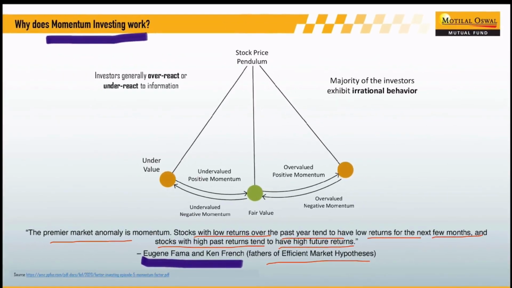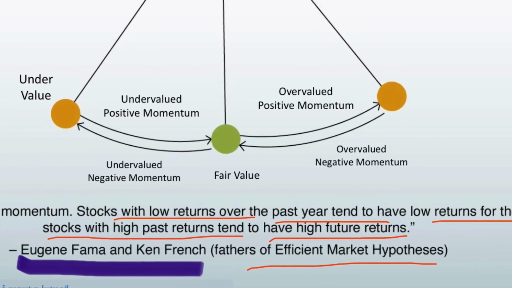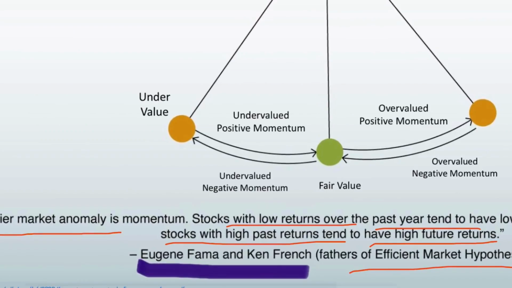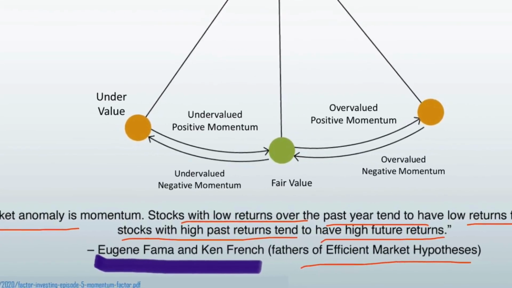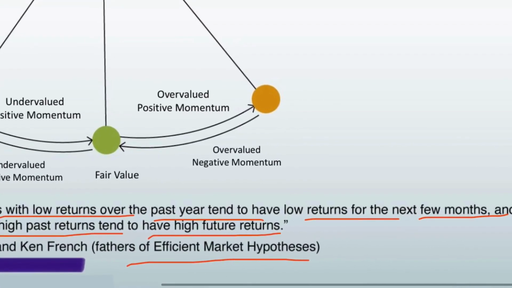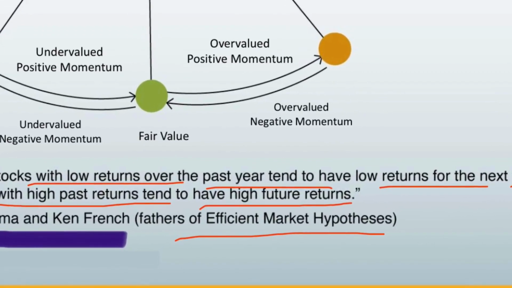Now we are going to see why momentum investing works. Eugene Fama and Ken French, fathers of the very famous efficient market hypothesis, say that the premier market anomaly is momentum. Stocks with low returns over the past year tend to have low returns for the next few months. And stocks with high past returns tend to have high future returns.